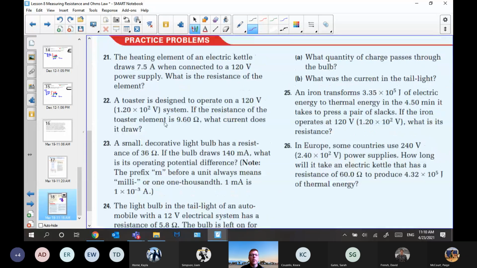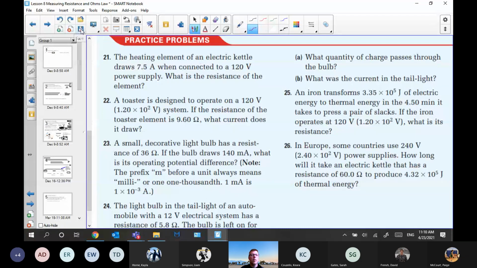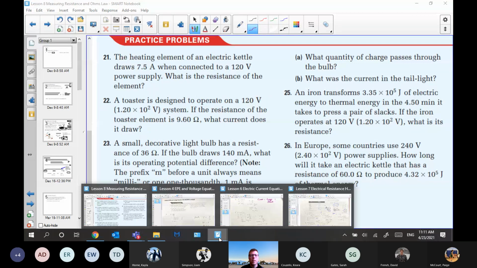And then these are just straightforward. Give you a current and a voltage, what's the resistance? Give you a voltage and a resistance, how much current? So basic stuff. Okay, so that's lesson number 8.